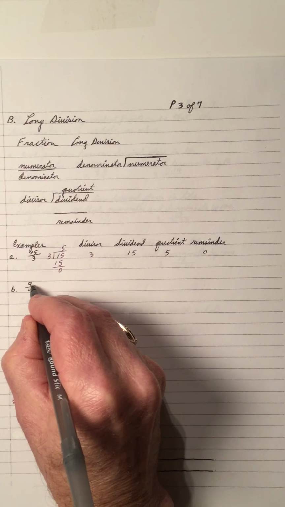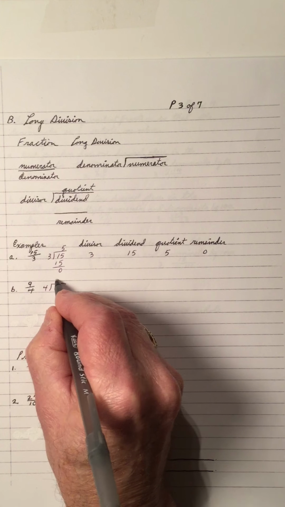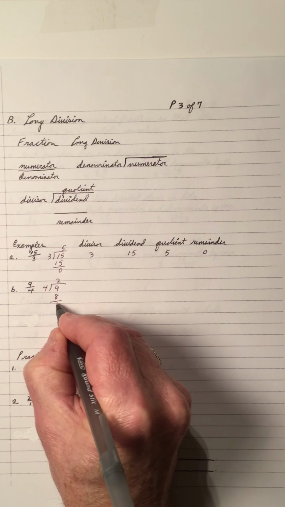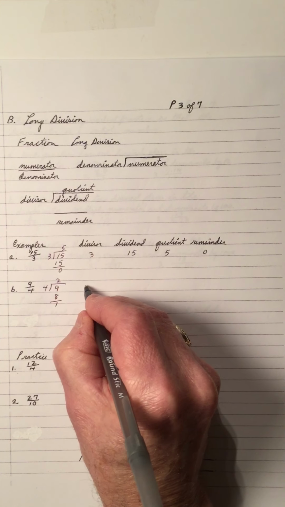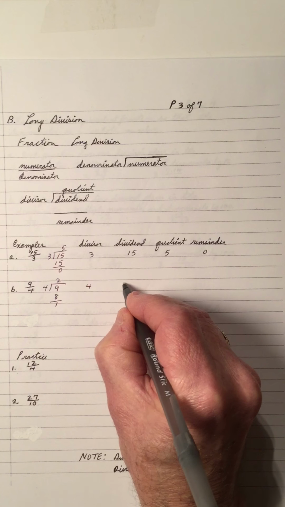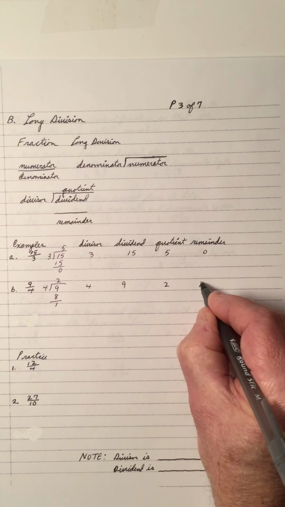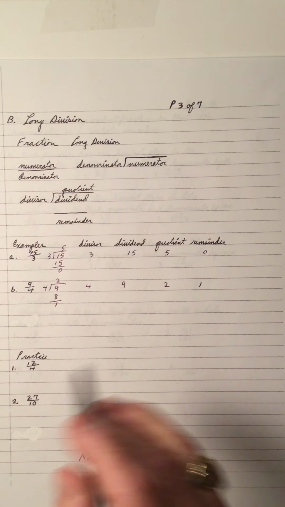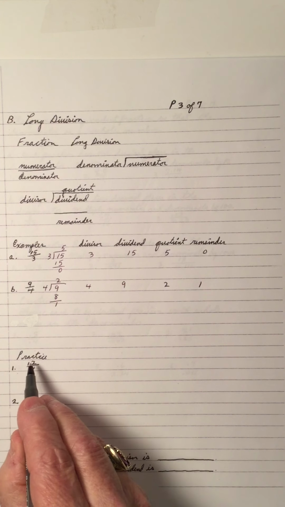In 9 over 4, it's 4 divided into 9. 4 into 9 goes 2. 4 times 2 is 8. Subtracting, you get a 1. So when you have 9 over 4, your divisor is your denominator, which is 4. Your dividend is 9. Your quotient is 2, and your remainder is 1. These are terms you get used to when you're talking about fractions and division.